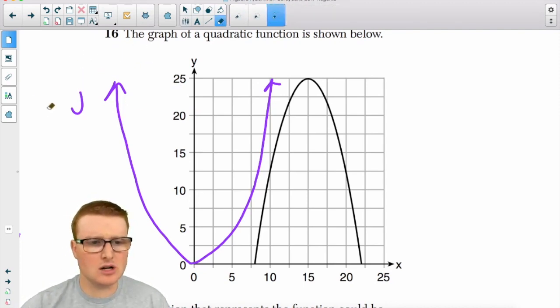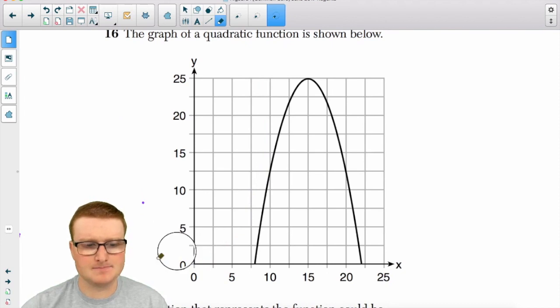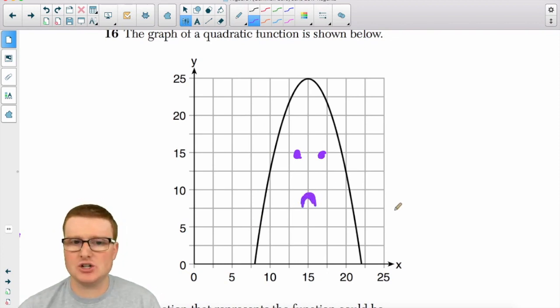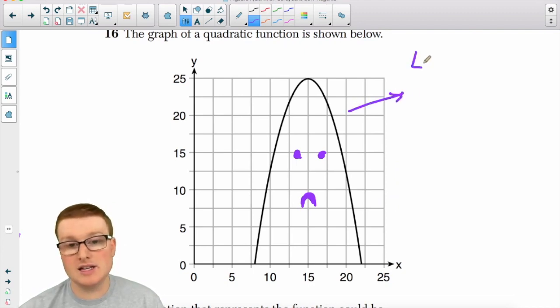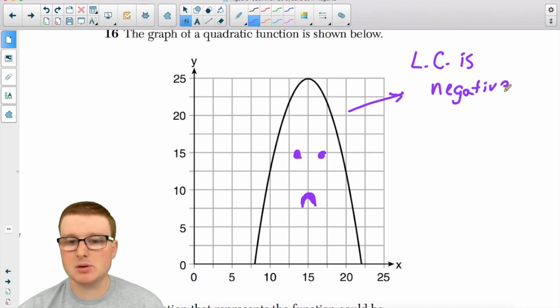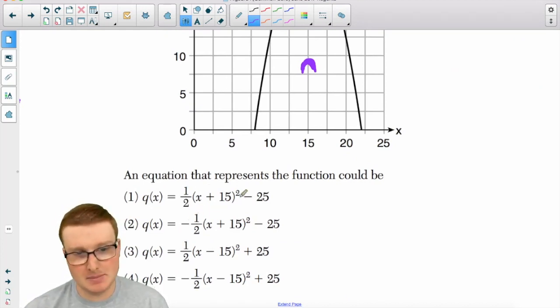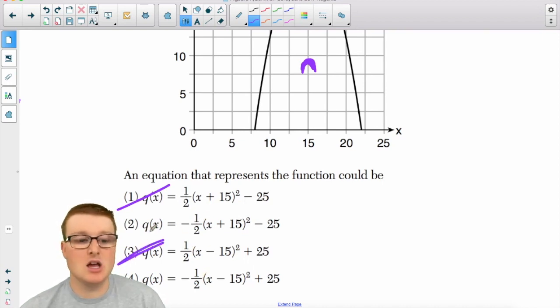So let's go ahead and take a look at this graph that we have over here. Well, first of all, it is a sad face. So what does that mean in terms of the sign of the leading coefficient? Well, your leading coefficient is negative. Because the parabola is sad, your leading coefficient is negative. So if you go back to your answers, you're looking for a negative out front. Oh, I see a positive. Nope. Negative, positive, get rid of that. Negative. Okay, so now we're down to choices 2 and 4.